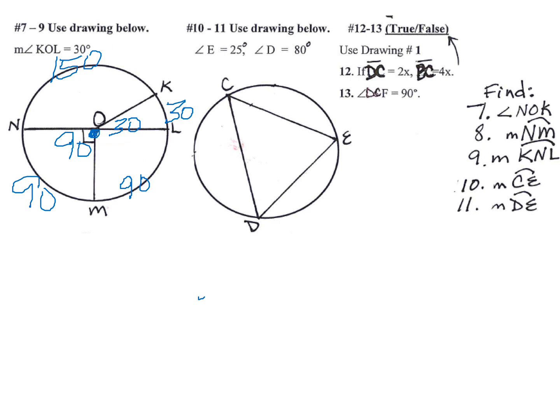Angle NOK. NOK ends up being 150. NOK right in there. Alright, arc NM. That's right here where your 90 is.